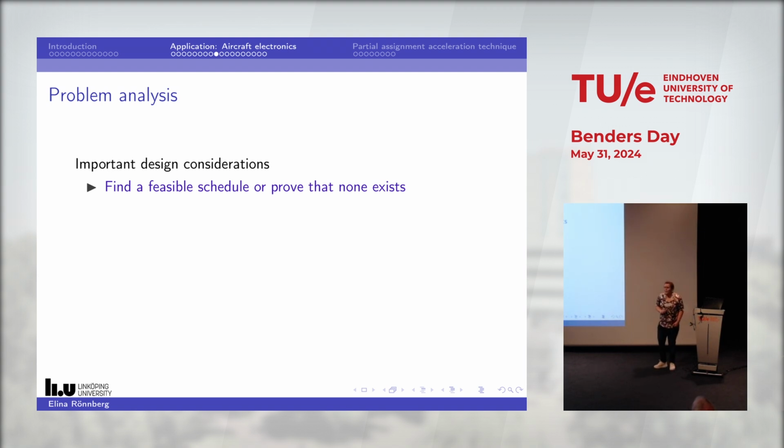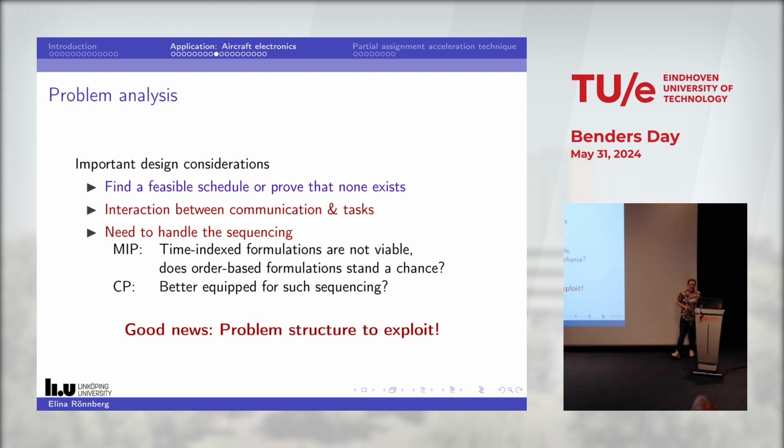But there are also some good news. The only thing we need to do is to find a feasible schedule or prove that none exists. We don't have an objective to care about. We know the challenge is in this interaction. When it comes to the sequencing, I'm from the MIP side of things, so I tend to think about that type of modeling. But talking to the constraint programming friends, these solvers are better equipped for this type of sequencing, and especially IBM's CPO turned out to be the right choice. So there is some problem structure to exploit here.